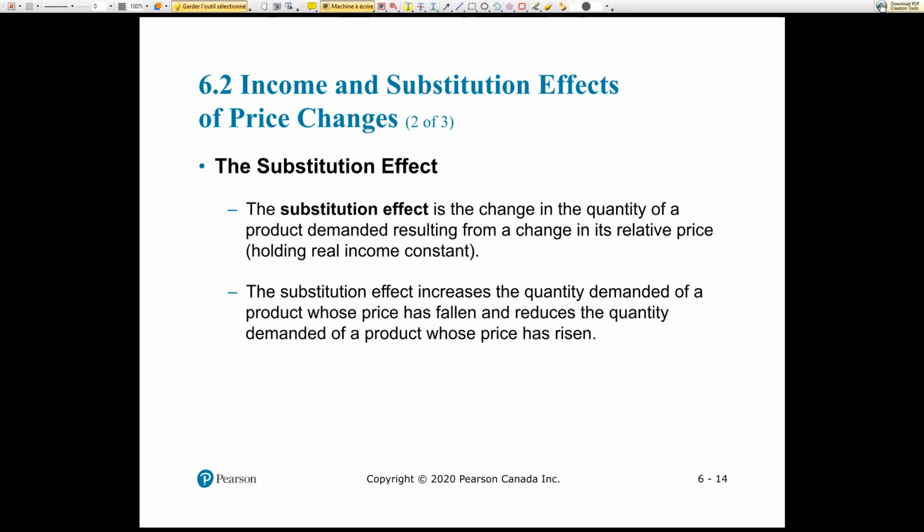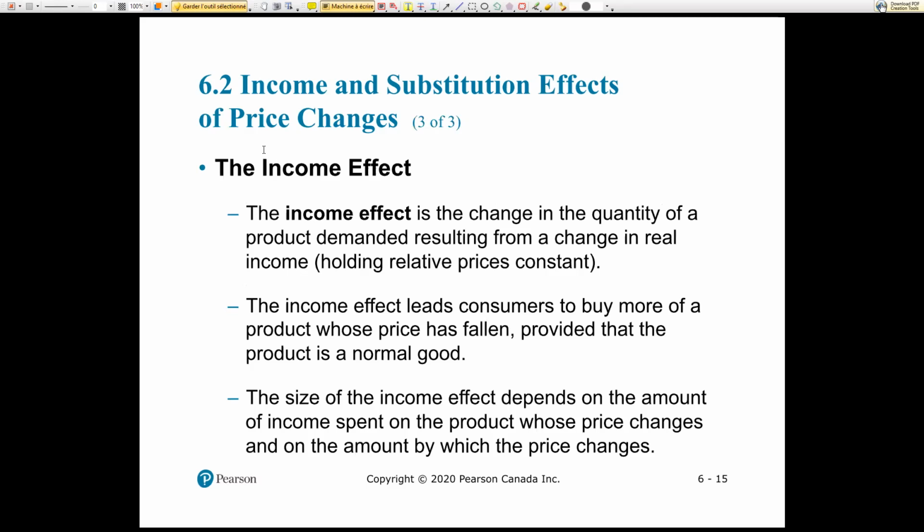Okay, substitution effect is the change in quantity of a product demanded resulting from a change in its relative price, holding real income constant. So it increases the quantity demanded of a product whose price has fallen, and it reduces the quantity demanded of a product whose price has risen. Here we care about marginal utility of one versus the other. So, second one is income effect.